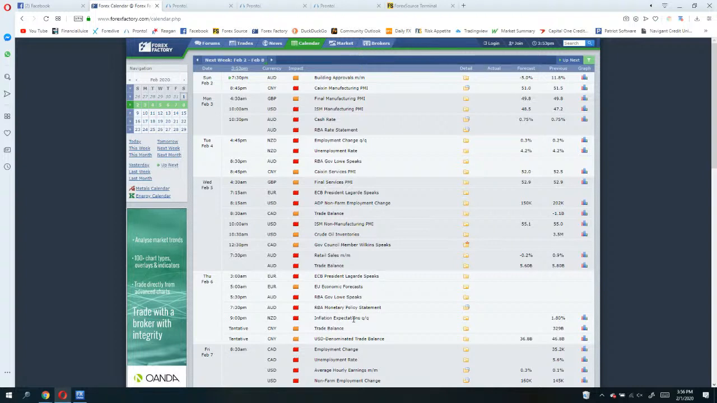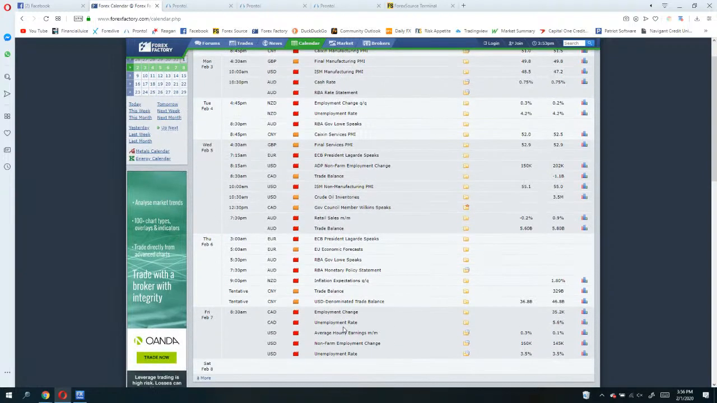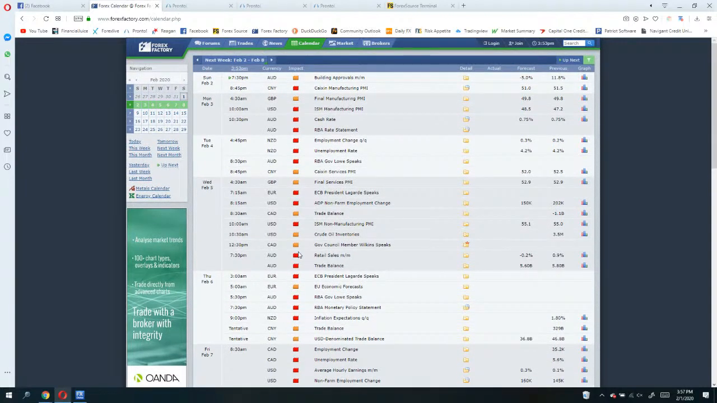Kiwi inflation expectations also coming out on Thursday. And then of course Friday, the double whammy of non-farm payroll and Canadian employment on Friday morning at the beginning of the New York session. So, a really packed economic calendar next week.